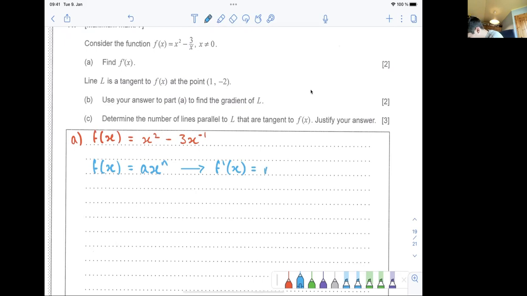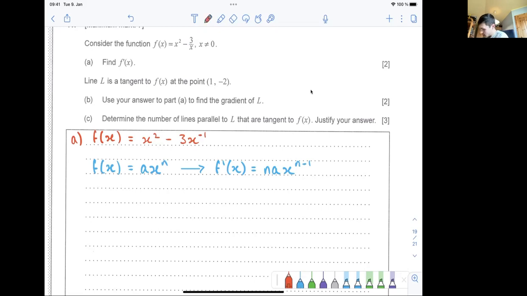So we're going to get n multiplied by a, then x, and then we have to subtract 1 off the power. So you can think of it as 2 steps. You bring the power to the front, multiplying the coefficient by that power. That's the first step. And the second step is to remember to subtract 1 off of the power.